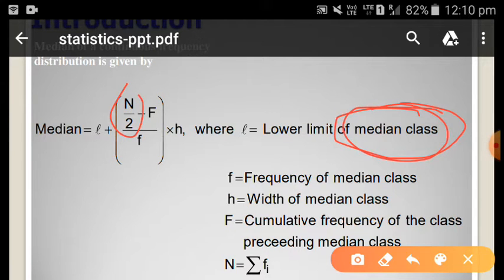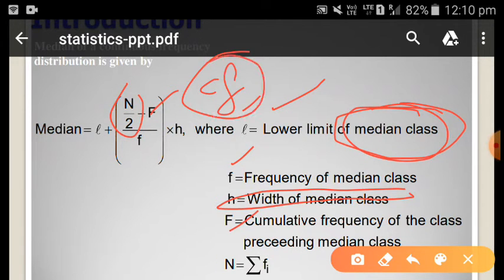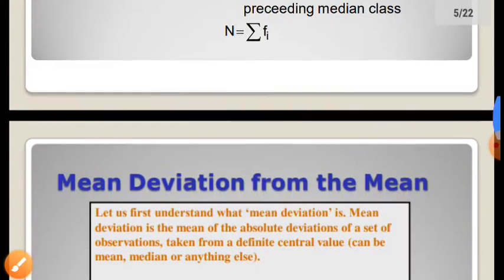The lower limit of that median class will be denoted by L, and the frequency of the median class is denoted by f, and h is nothing but the width of the median class. The capital F is represented, in some places, as CF. It is the cumulative frequency of the class preceding the median class, and that should be taken into consideration to find out the median.